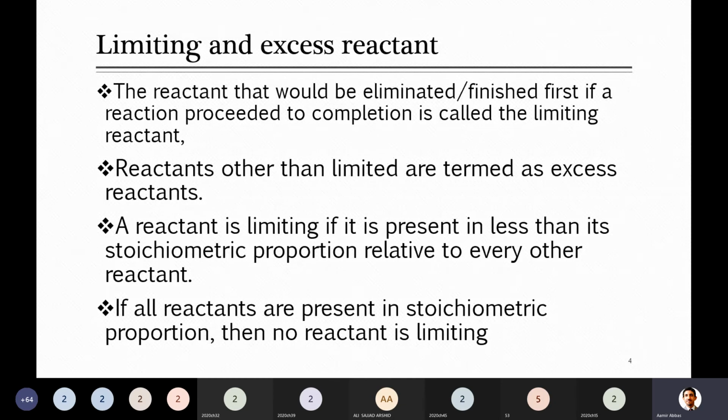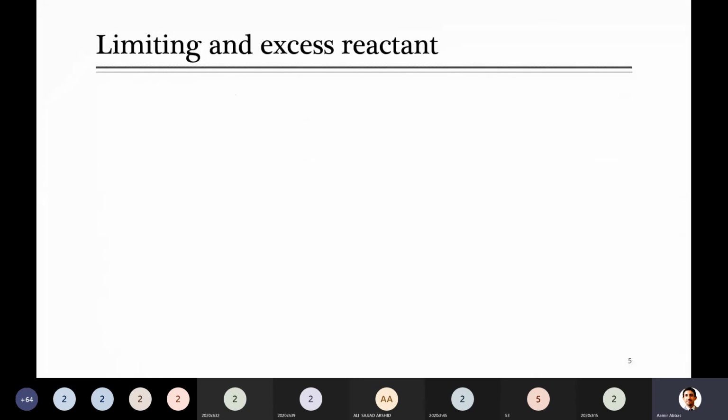If all the reactants are present in the stoichiometric ratio, then no one is the limiting reactant. Both will be considered the same. For example, it is 1:11, or maybe you have 5 to 55, so they are in the same stoichiometric ratio. On simplification, they will always give the same ratio as per the stoichiometric equation. So none of them will be a limiting reactant.